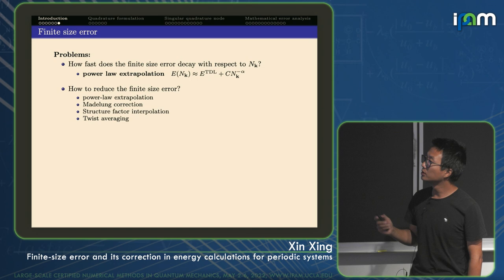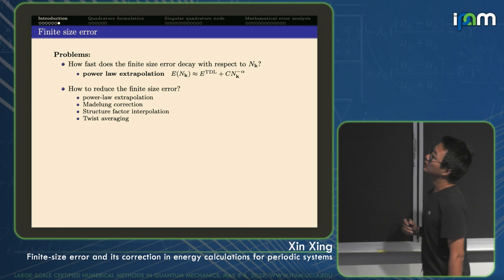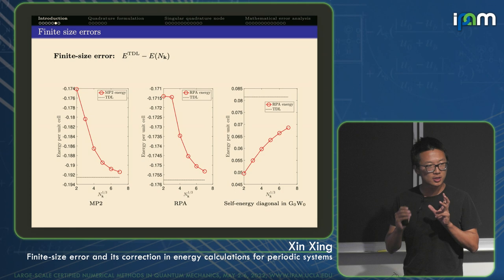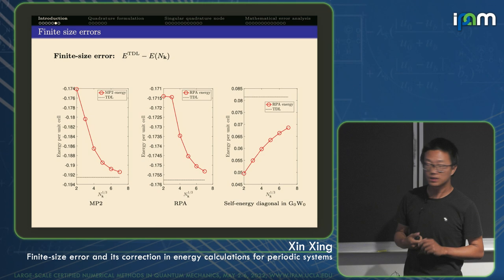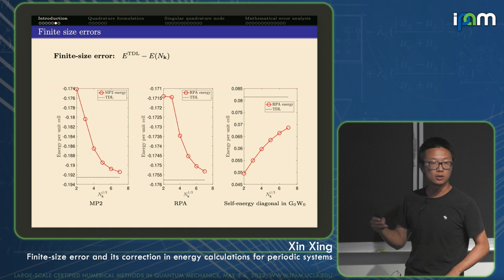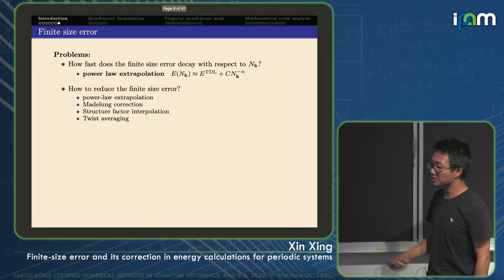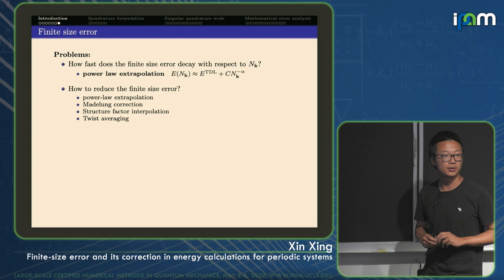So knowing the exact decay rate for your calculation is critical for you to use the correct power law extrapolation. One interesting note is that for different calculations, the decay rates of your finite size error are different. We can actually show that for MP2 energy calculation and RPA energy calculation for insulating systems, the finite size errors decay at a rate of 1 over n. But for exchange energy calculation and the self-energy diagonal entries, the finite size errors decay at a rate of 1 over n to the 1/3. So it's much slower in these other two cases. Basically, for each specific calculation, you have to analyze its finite size errors separately. There is no universal rule of thumb to determine how fast the finite size error decays.